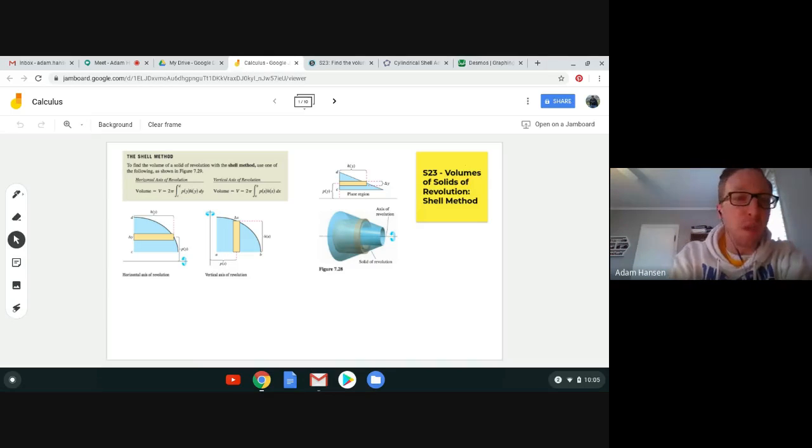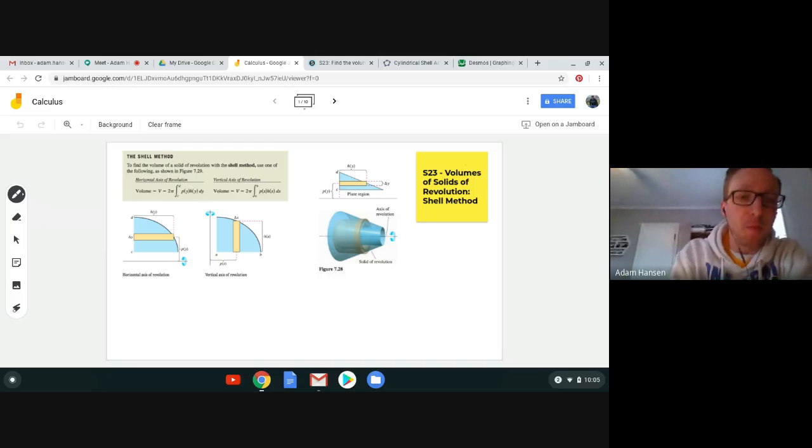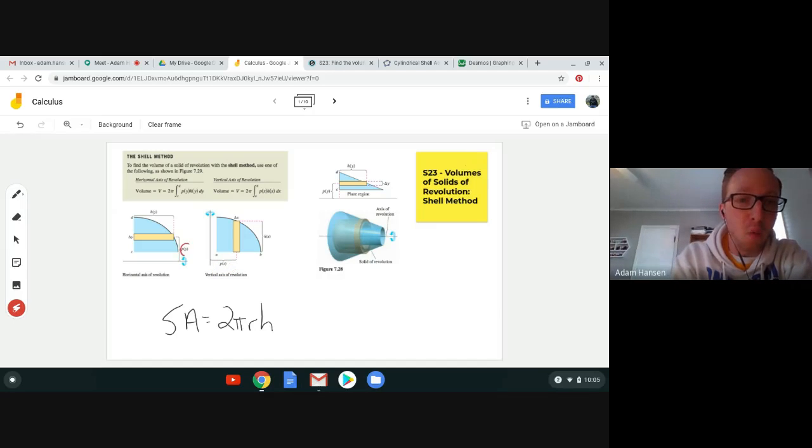Okay, some notes here from class on Monday. The shell method to find the volume is based off of the surface area of a cylinder. And the surface area of a cylinder is 2 pi times the radius times the height. In these notes up here, they use P of X and P of Y for the radius. Just notation, no big difference there.